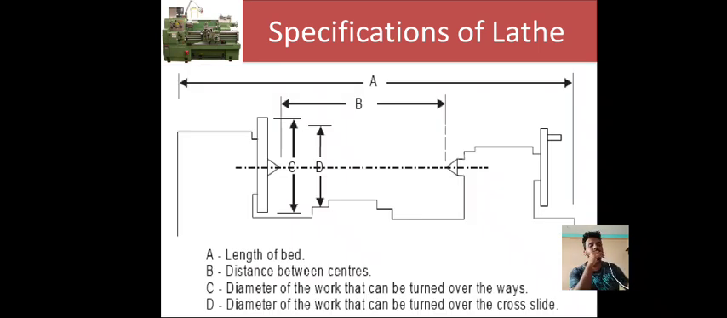And you can see in the figure, this is the length of the bed. Capital A is the length of the bed. Capital B is the distance between the centers, that is the live center and the dead center. Capital C is the diameter of the work that can be turned over the ways. And capital D is the diameter of the work that can be turned over the cross slide. These are the specifications of the lathe.